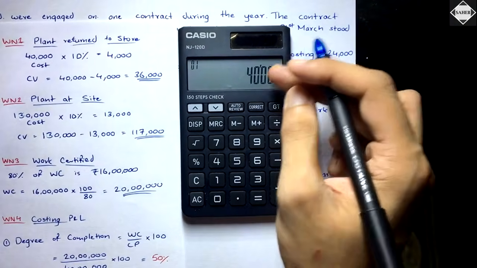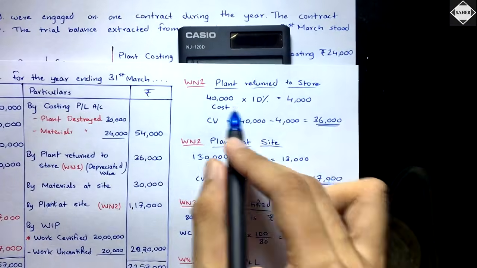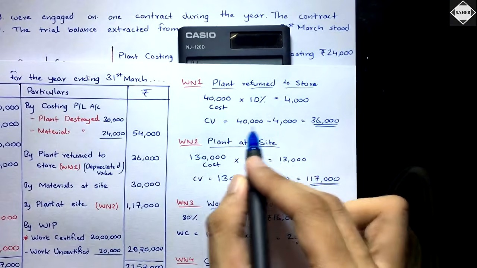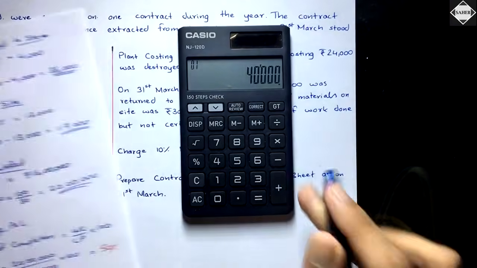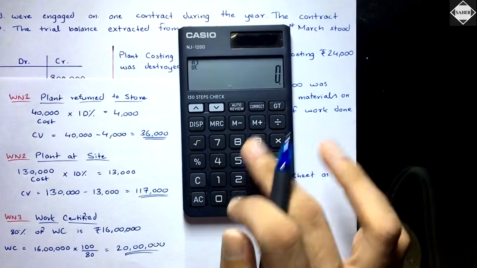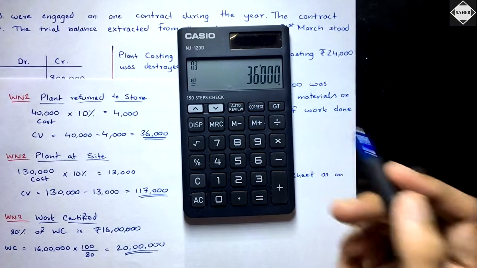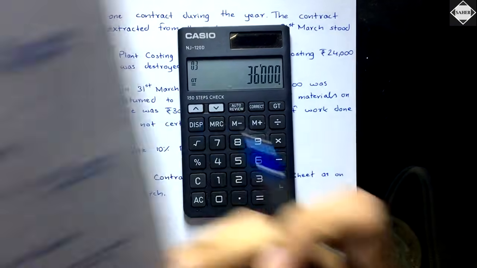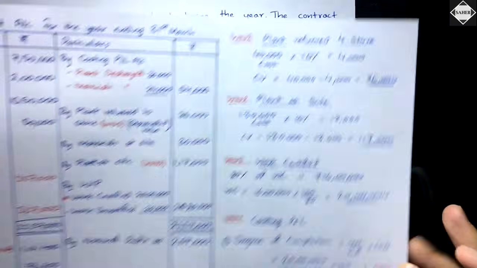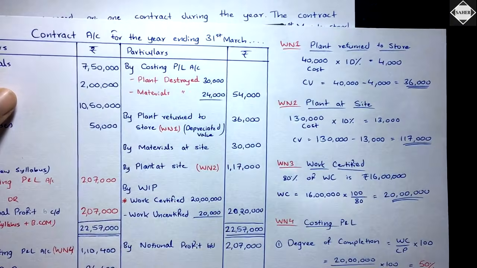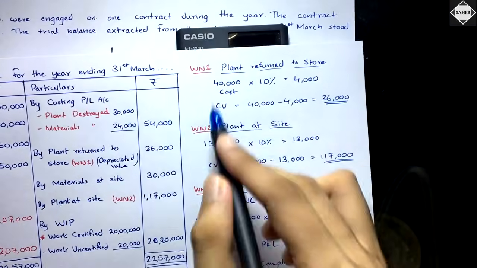Yeah, so you have to deduct 10% from that, isn't it? See, 40,000 into 10%, that's 4,000, and then you have to subtract that from the cost. You will get the carrying value, the written down value. Simply, you can do 40,000 into 0.90, and you will get the same thing. I took 90% of 40,000, I got 36,000. That's my carrying value, so that's what you have to take over here, 36,000. Is that clear? Or you can do it in the conventional way.